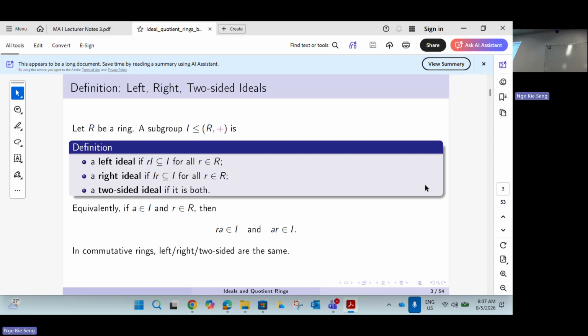The equivalent is, if I have an element a in the ideal, then for all r in R, ra is also in I.